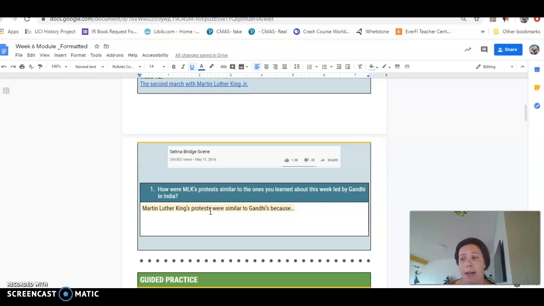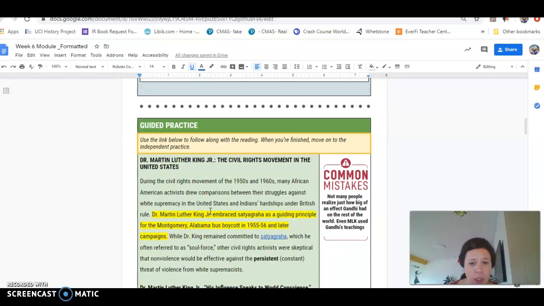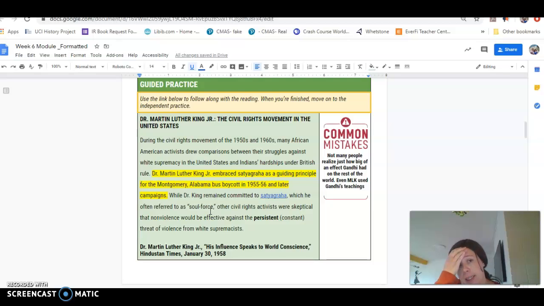Think about his reactions to the crowd, the people's reactions, the police and everyday people that lined the bridge in both scenes. How were those similar to the British? So you're really looking at this one for similarities. Once you've done that, we're going to move on to the guided practice. You're going to follow along with this reading, and when you're finished, you're going to move on to the independent practice.